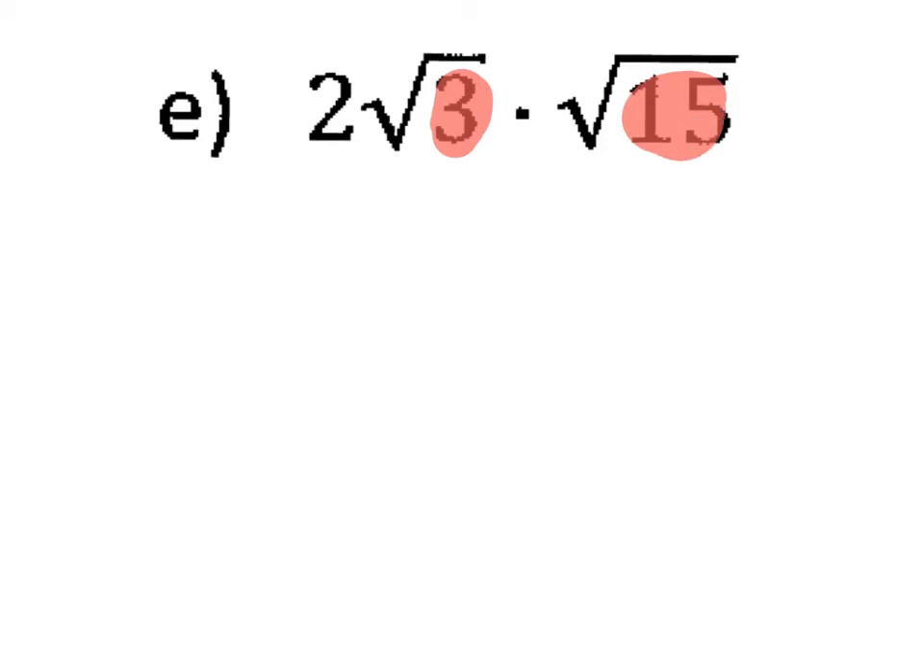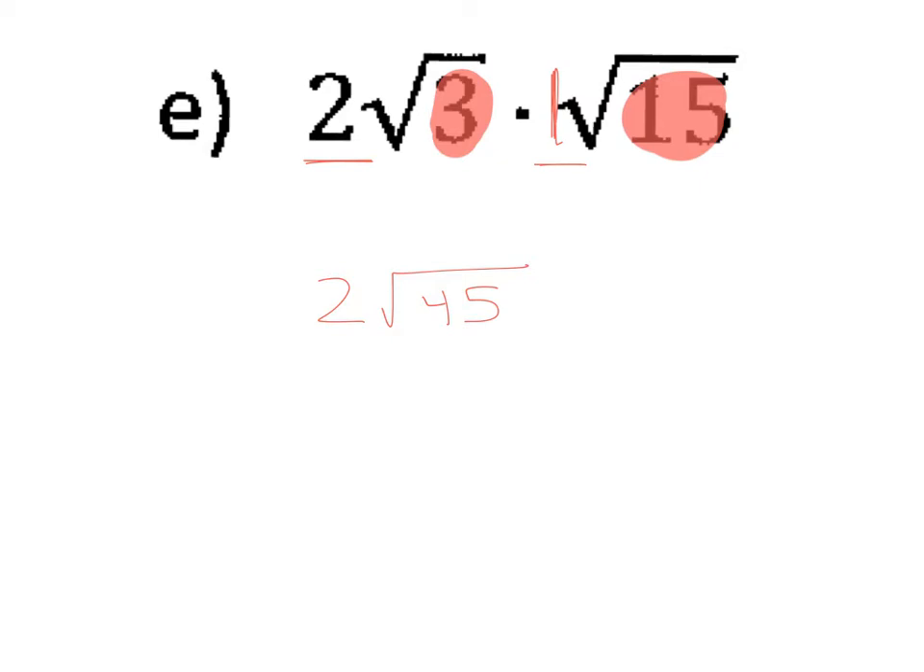Since there's no other outside number than that 2, the 2 is going to stay on the outside. Now, if you want to think of it, technically there's a 1 in front of the square root. Just like there's a 1 in front of any variable, there's a 1 in front of the square roots. So technically, we're taking 2 times 1 to get 2. And then on the inside here, I'm going to go ahead and multiply the 3 and 15 and get 45.